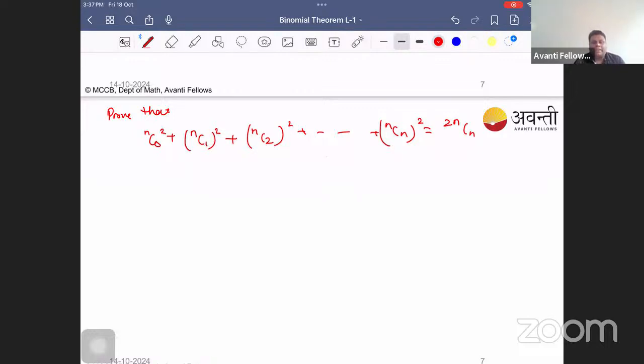Integration is correct, but that integration won't be used here. The integration you told, x^n becomes x^(n+1) upon n+1, that is fine, but that won't be used here.